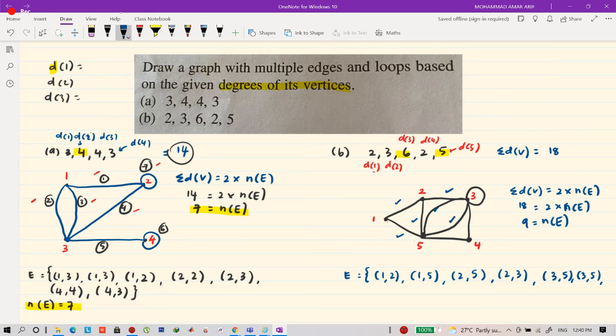So kita just tinggal 3, 4. Ini dah settle. Lepas tu kita tinggal kat sini 4, 5. And then one more, kita ada loop, which is 3, 3. So check balik betul tak 9. Kita ada 1, 2, 3, 4, 5, 6, 7, 8, 9. So kita ada 9 laluan kita. Okay, that's how you draw if dia bagi degree of vertices.